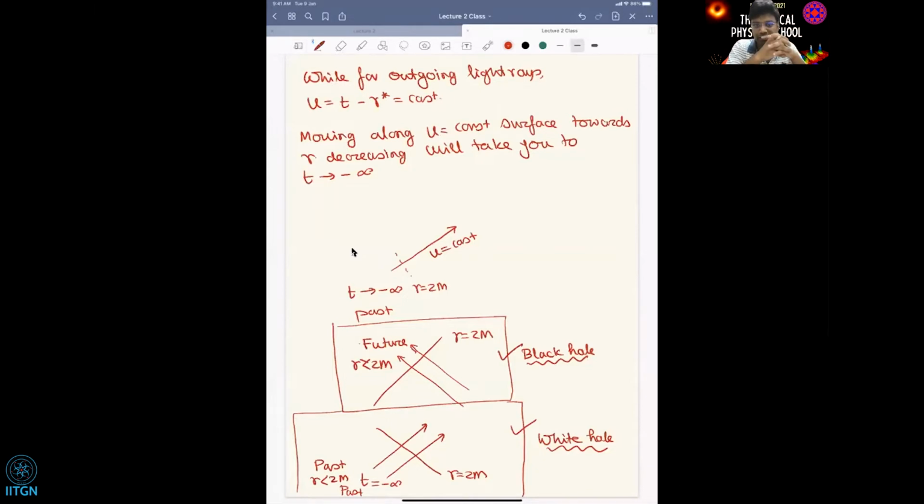What is the problem of the tortoise coordinate system? That is because the tortoise coordinate system does not cover what is happening inside the horizon. Once you're on an ingoing light ray, the ingoing light ray can penetrate the r equal to 2m surface. So there is a finite value of v by which you can go inside the r equal to 2m surface. Note that there is no finite value of r star for which r is less than 2m. So moving using r star, we cannot do that.